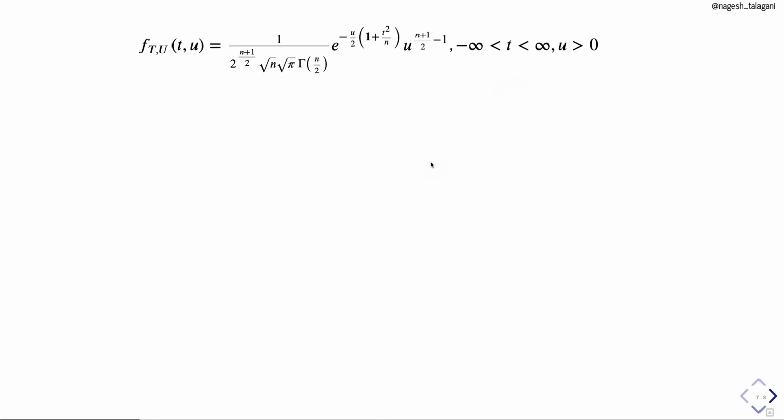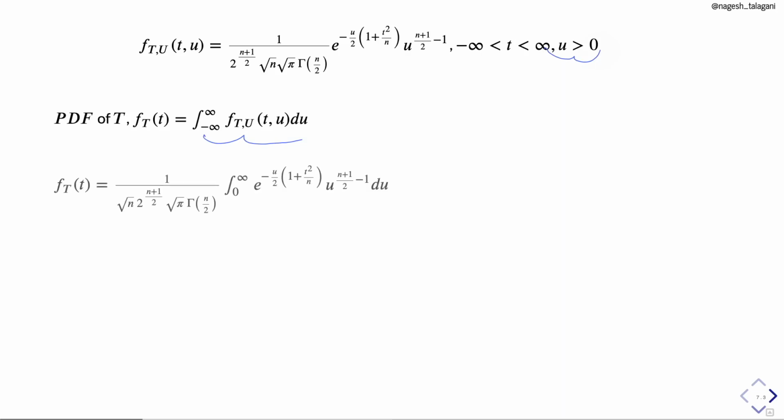Okay, now we are going to get the PDF of t as a marginal PDF of T and U. So to find the PDF of t, we integrate the joint PDF of T and U with respect to u from minus infinity to infinity. But here u is positive, so it is enough to integrate from 0 to infinity. This is kind of a constant, so I'm writing it outside the integration, right?